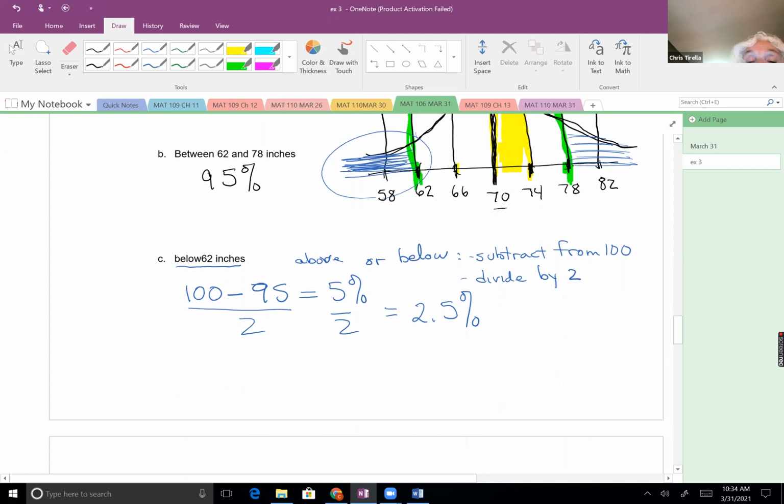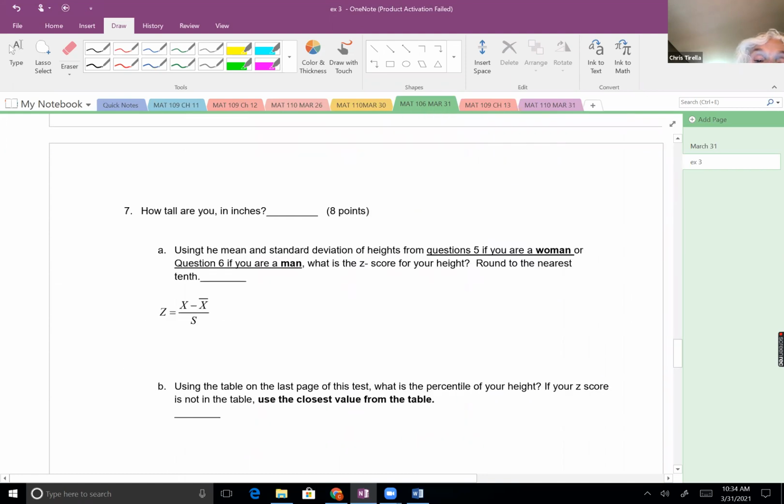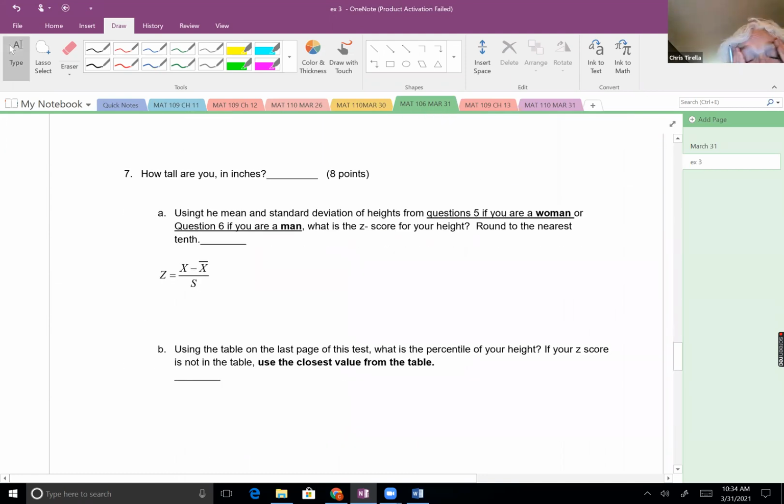Then, next question, I used to think was more interesting for students, rather than me giving you a random height to find the percentile. I had always thought it might be more interesting if they put their own height in and found the percentile. I had said that question 5 deals with a mean and standard deviation for women. Question 6 deals with the mean and standard deviation for men. So you had to pick the right ones.